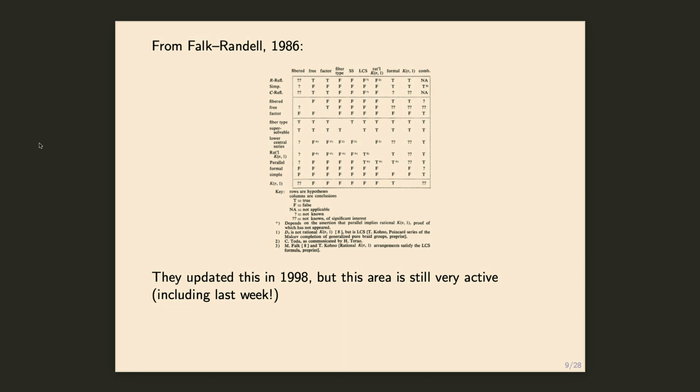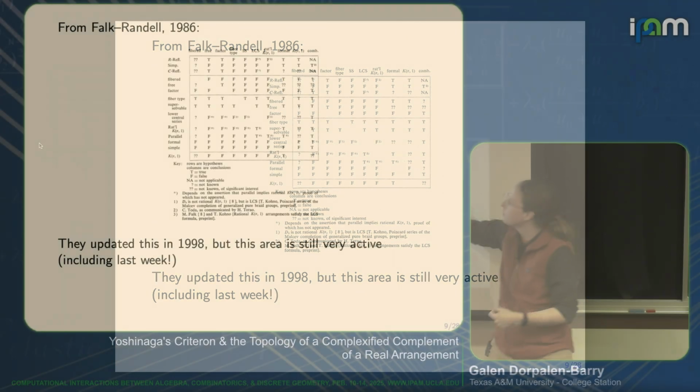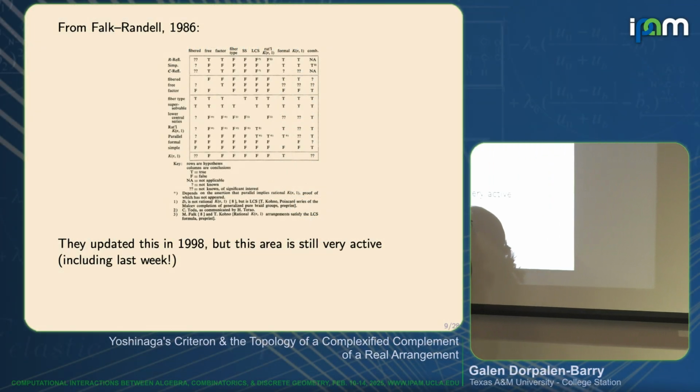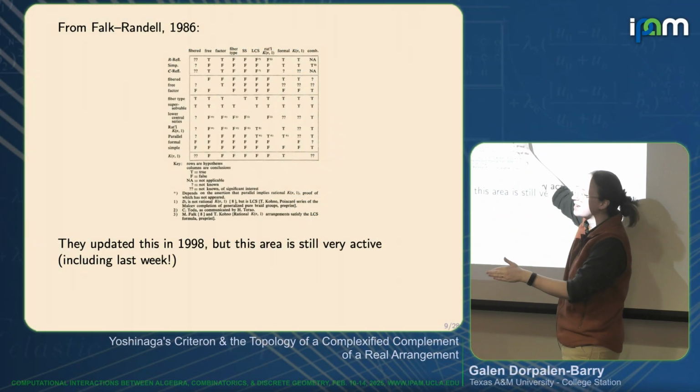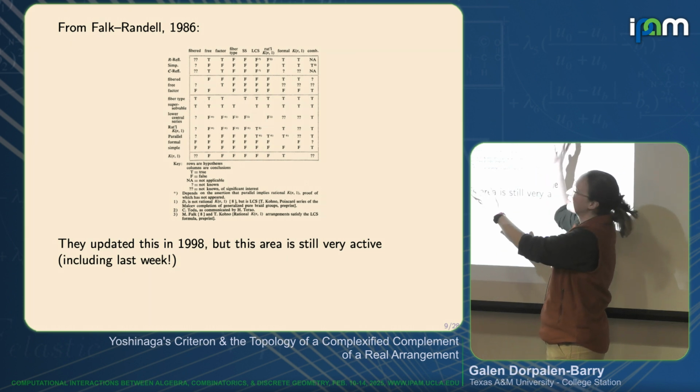Okay, good. What I want to point out here, just in case this is a jumble of words, is that this is a very well-studied problem, and it's been well-studied for a long time. So I'm throwing up a chart here from 1986, and this is Falk and Randell. They tried to encapsulate a bunch of different arrangements, or different properties of arrangements that you might have, and check their relationship to this K(pi,1) property. They did update this chart in 1998, but their update isn't as visually striking.